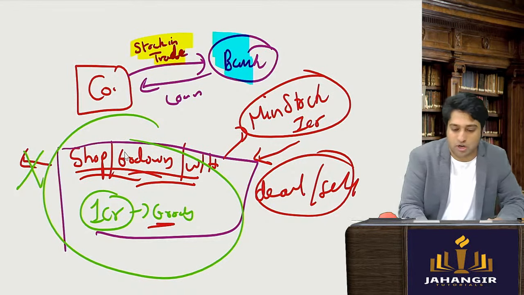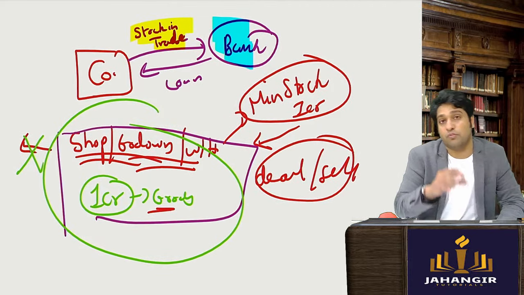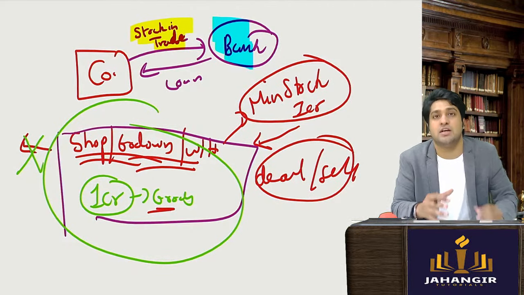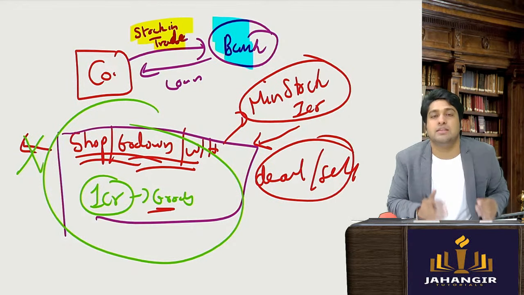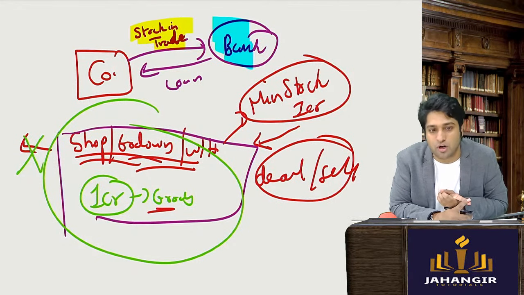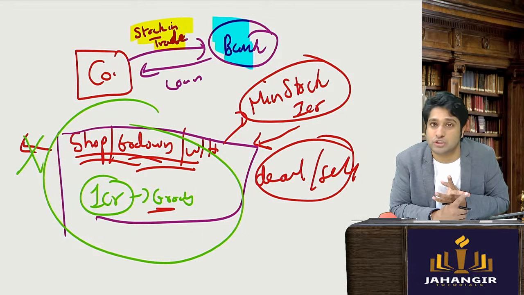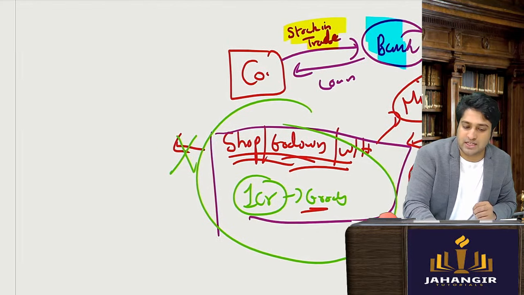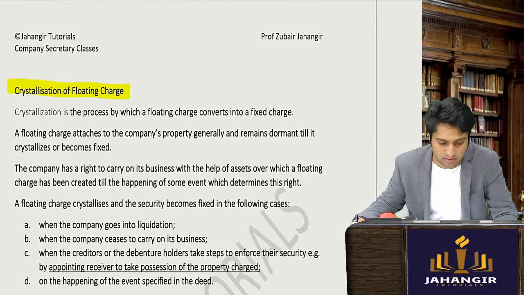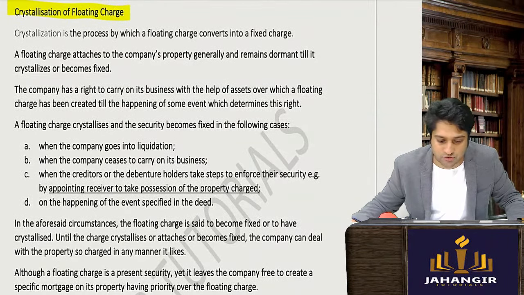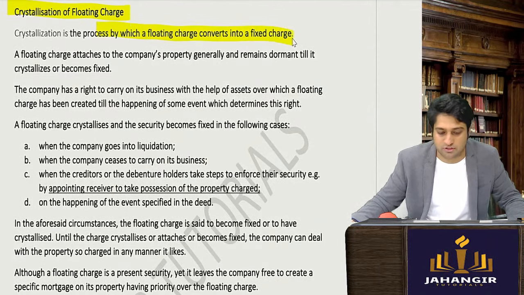So this is called crystallization of floating charge, where now this floating aspect, this movement, will stop. This will happen when there is a default or some violation of the terms and conditions. In such cases, the crystallization of charge will take place. Crystallization of charge is the process when the floating charge converts into a fixed charge.